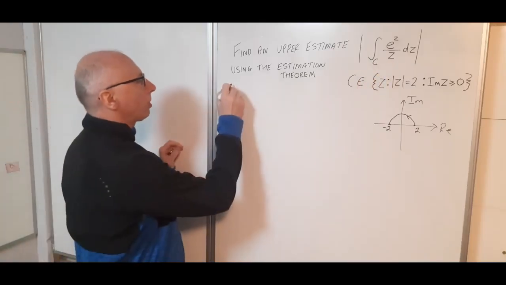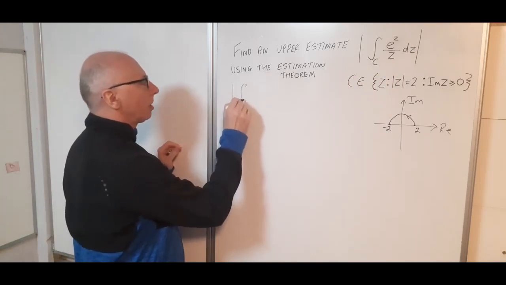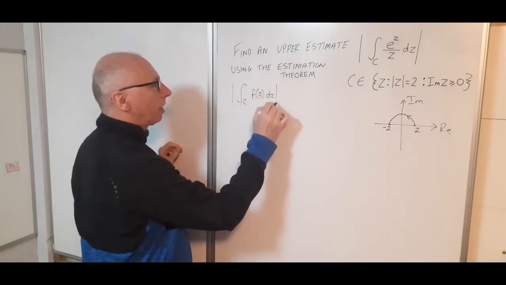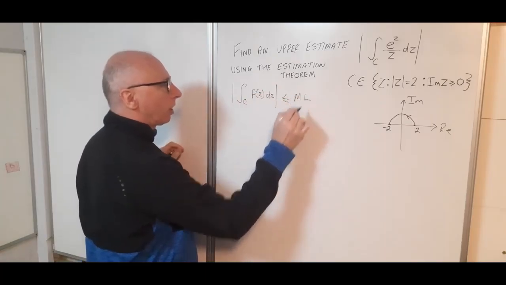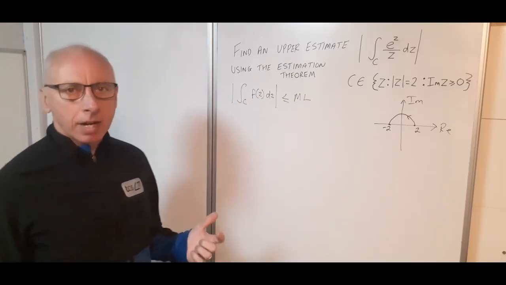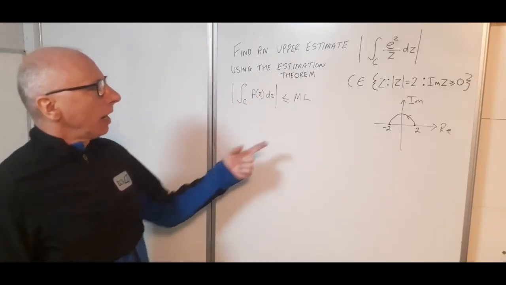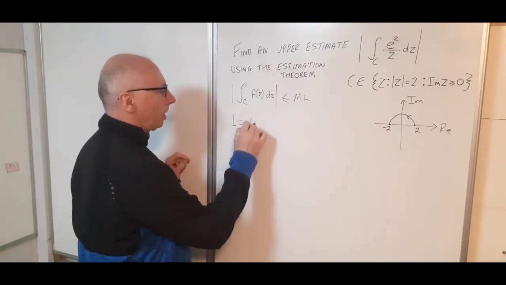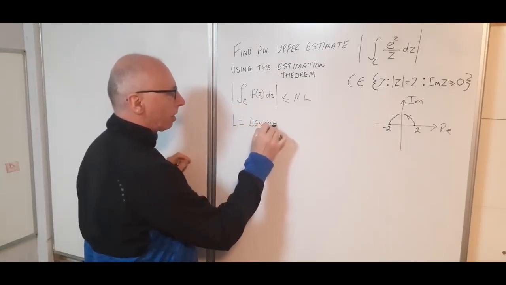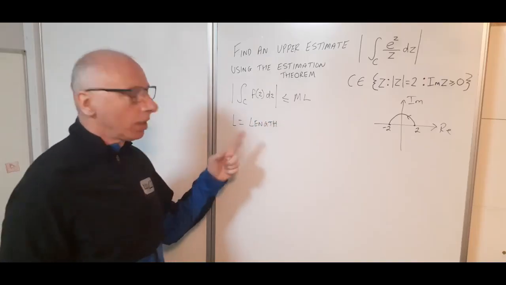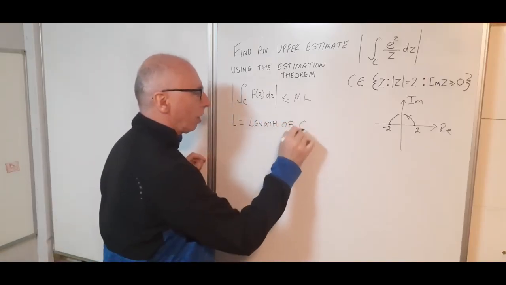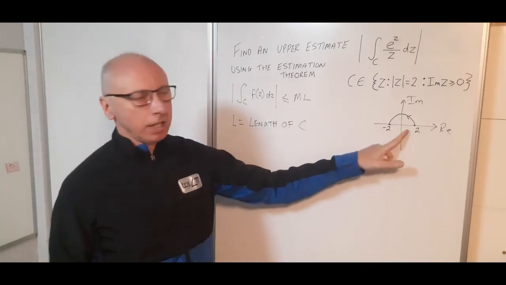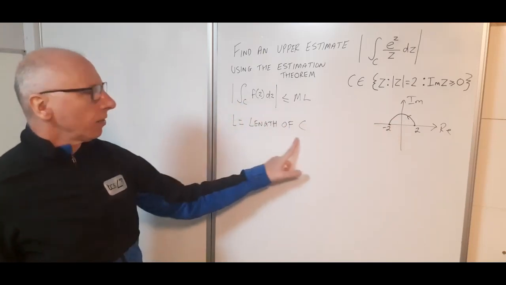Now we're going to use the estimation theorem to find an answer to this question. So what we're looking for is two constants. The estimation theorem tells us the integral of f of z dz has got to be less than or equal to ML, sometimes called the ML inequality. Now L is the length of the contour, so that's usually the easiest part to deal with. So I recommend you take care of that bit first. So length of the contour, I'll put C in this case. Sometimes people use gamma, it doesn't matter, as long as we're defining this correctly, it's okay. So the length of C.